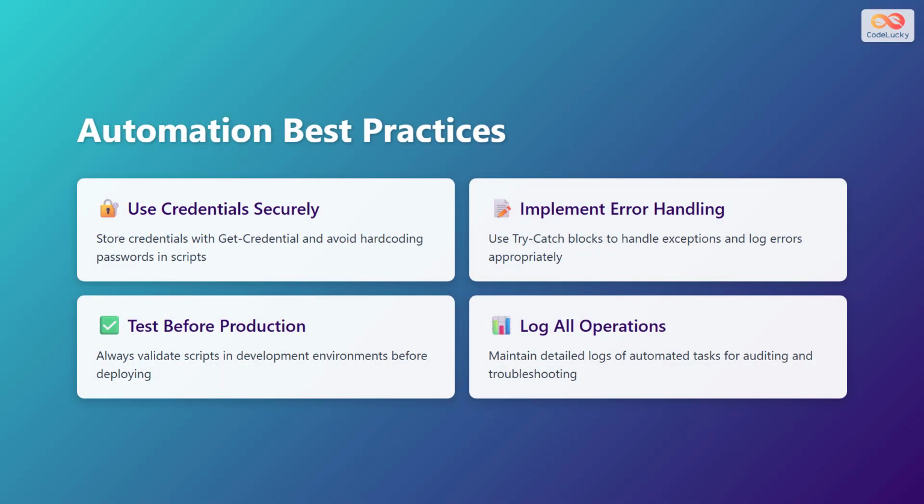Following best practices ensures your PowerShell scripts are secure and reliable. First, use credentials securely by leveraging Get-Credential instead of hard-coding passwords in your scripts. Second, implement error handling with try-catch blocks to gracefully handle exceptions and log errors for troubleshooting. Third, always test scripts in development environments before running them in production to avoid unintended consequences. Fourth, maintain detailed logs of all automated operations for auditing and troubleshooting purposes. These practices help you build robust automation solutions that are maintainable and secure for enterprise environments.